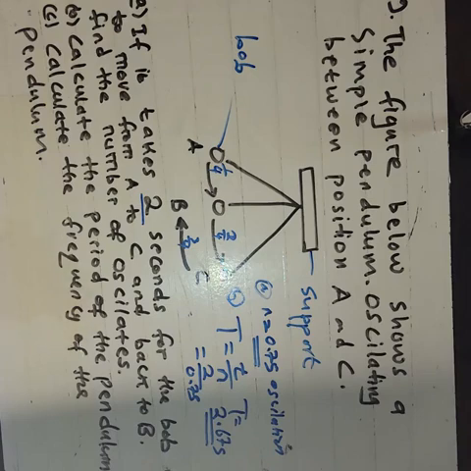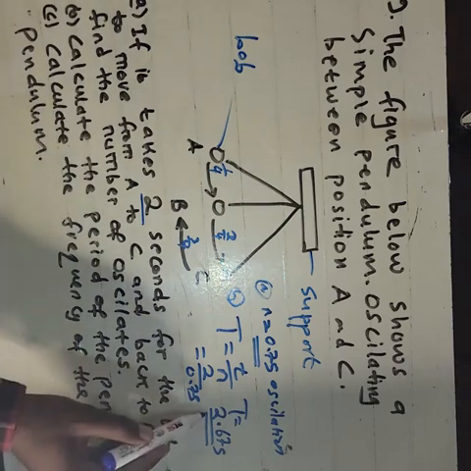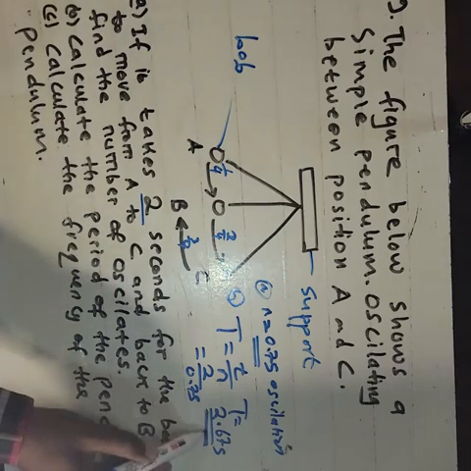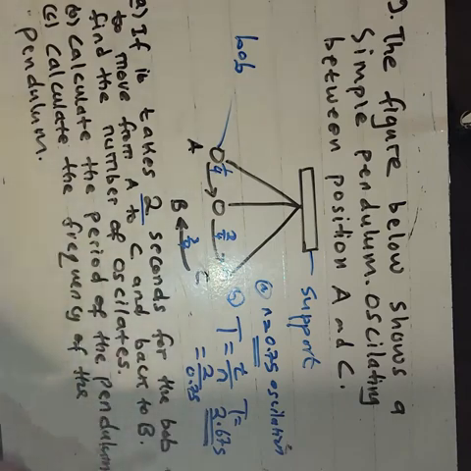What have we done there? We have just divided 2 by 0.75, which gives us 2.66666. So now we have rounded up to 2.67 seconds. Period is measured in seconds, since this is the time it takes. Period is the time it takes. That's why time is in seconds.